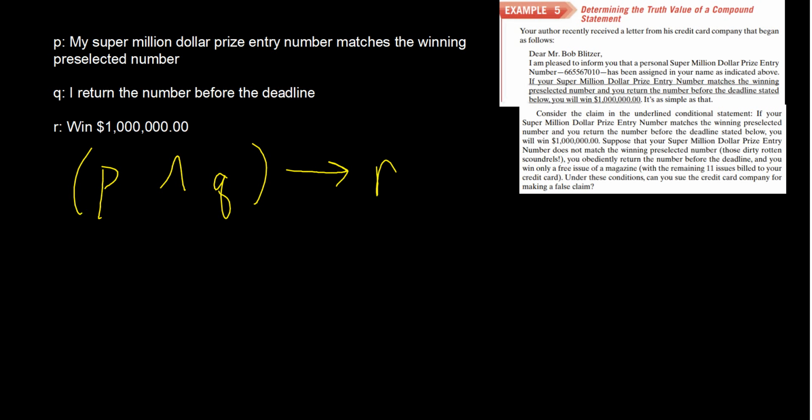Alrighty. So now we have our statement set up logically. So let's proceed here. It says suppose that your Super Million Dollar Prize entry number does not match the winning pre-selected number. So P is going to be a false statement. Okay, and suppose you obediently return the number before the deadline. So I return the number, that is a true statement, so I end up doing that.